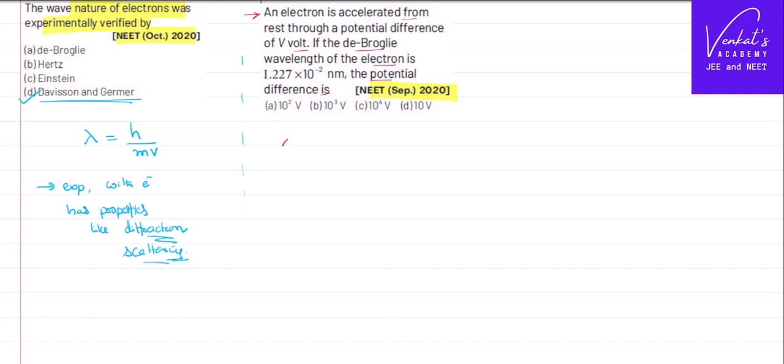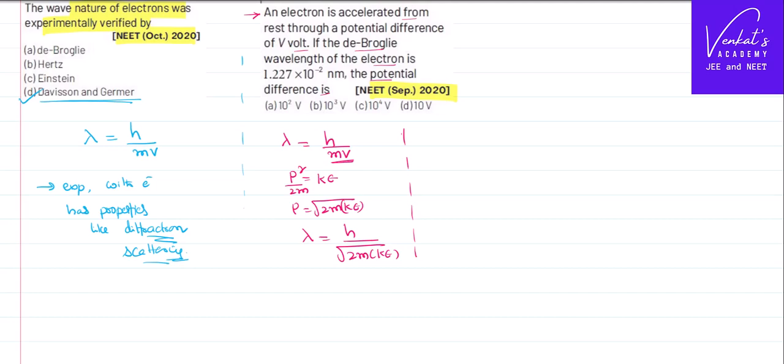As per the de Broglie wave equation, lambda equals h by p, that is h by mv. You need to express it now in terms of voltage. Momentum p and kinetic energy are related as KE equals p squared by 2m. So in the place of p, I can write root of 2m times kinetic energy. So we can rewrite the lambda equation as h by root of 2m times kinetic energy. This kinetic energy is being provided to the electron by the applied potential difference.